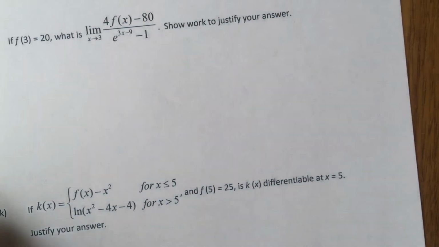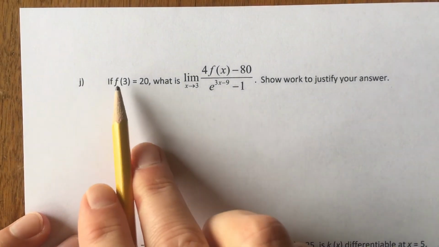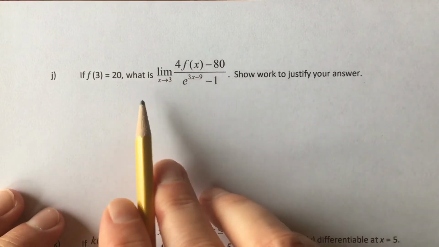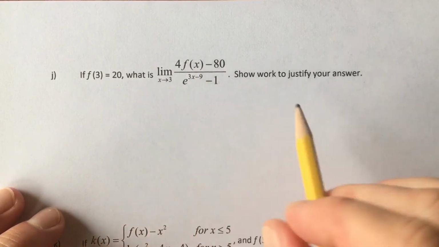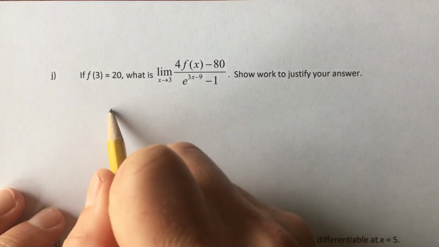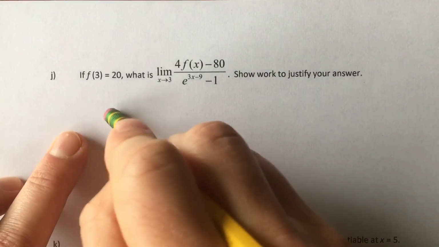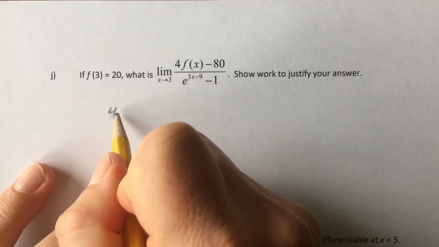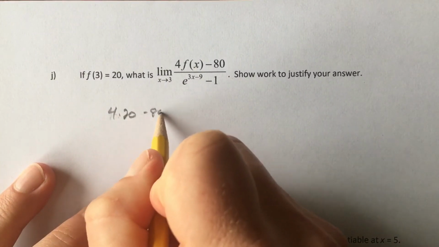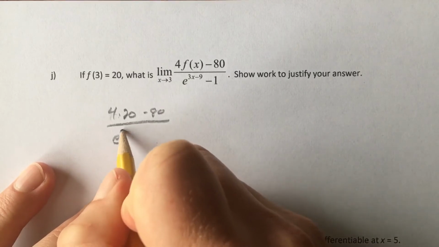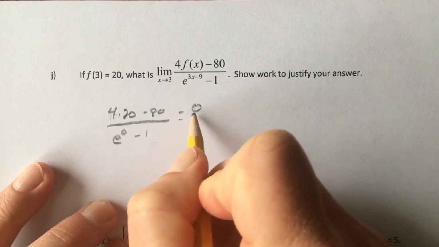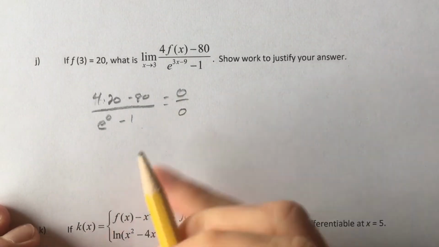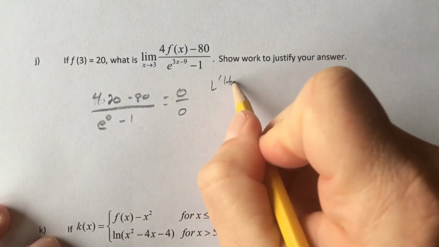Then J here gives us f of 3 equals 20 and says, what is this limit? So anytime we have a limit, we should plug our value in right away, right? So this is going to equal 4 times f of 3, so it's going to be 4 times 20 minus 80 over e to the 0 minus 1. That's going to give us 0 over 0. Okay? And as soon as we see 0 over 0, that means we're dealing with L'Hopital's rule.